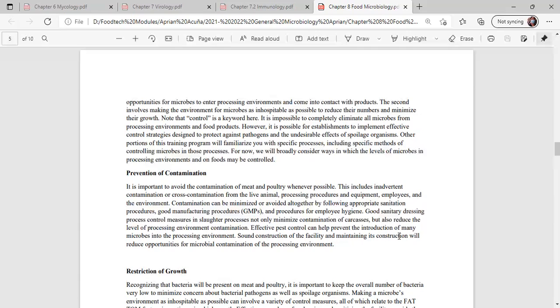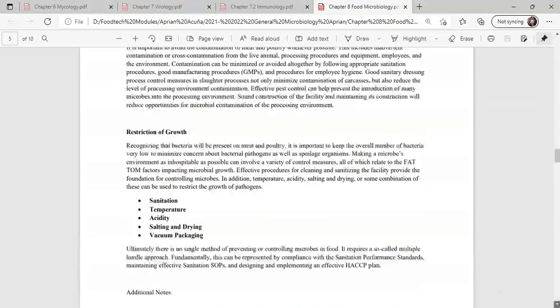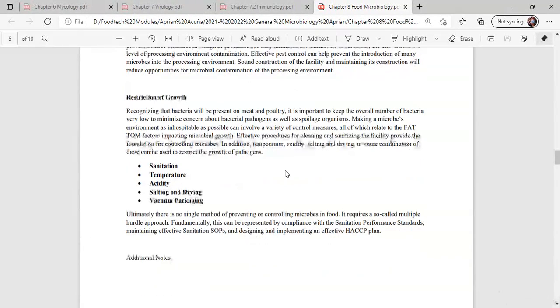Good sanitary dressing and process control measures in your slaughter process not only minimize the contamination of the carcasses, but also reduce the level of environmental contamination. Effective pest control, against rats and cockroaches, can help prevent the introduction of many microbes into the processing environment. Also, sound construction of your facility and maintaining it will reduce the opportunity for microbial contamination of your processing environment. Now, on restricting the growth of these microorganisms.